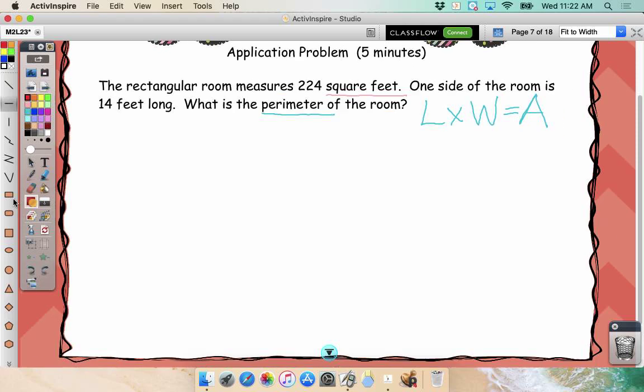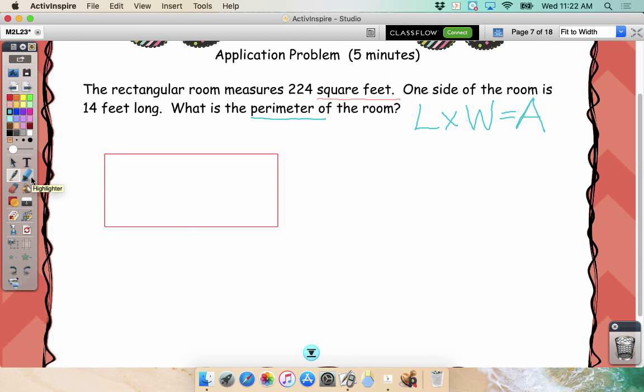So go ahead and do me a favor, draw yourself a rectangle. It doesn't have to be huge, but let's get this all written down. Okay? So what do we know? We know one side is 14 feet, right? What else do we know? Actually, we got 224 square feet is the area. I should have put an equals beside that. So area equals. You with me? Okay, go ahead and write all that down.